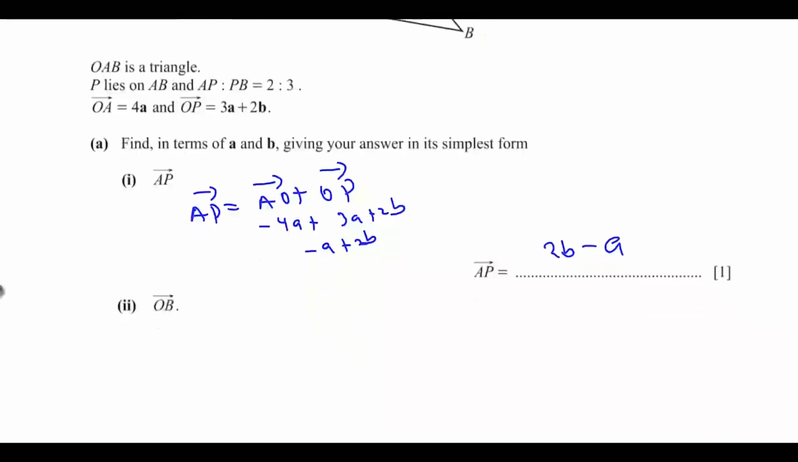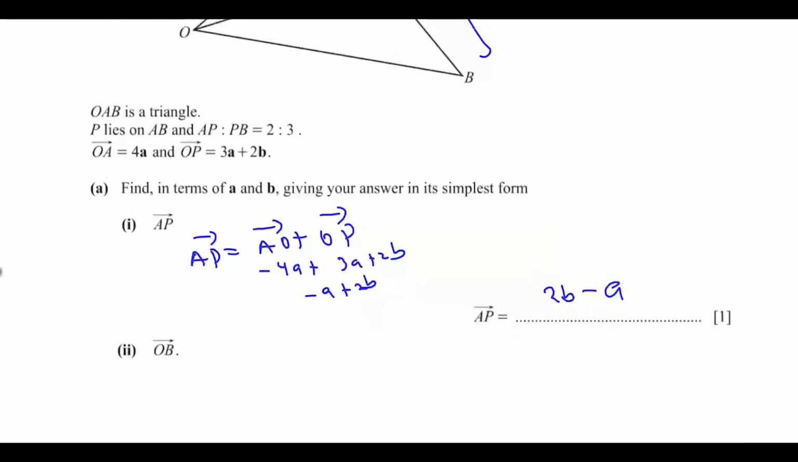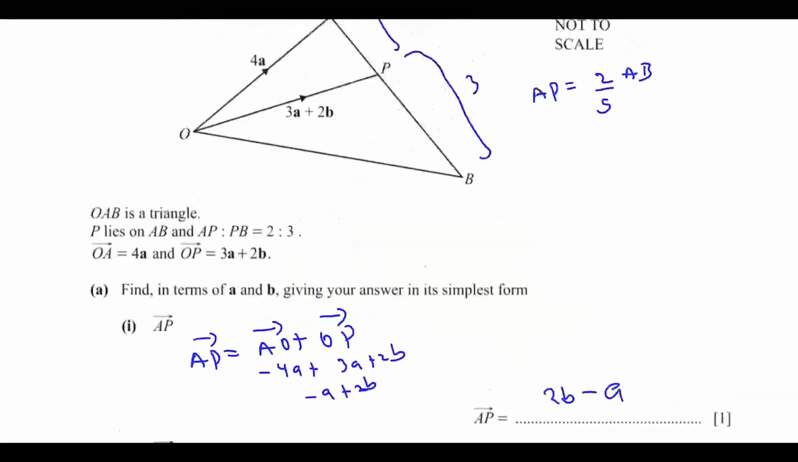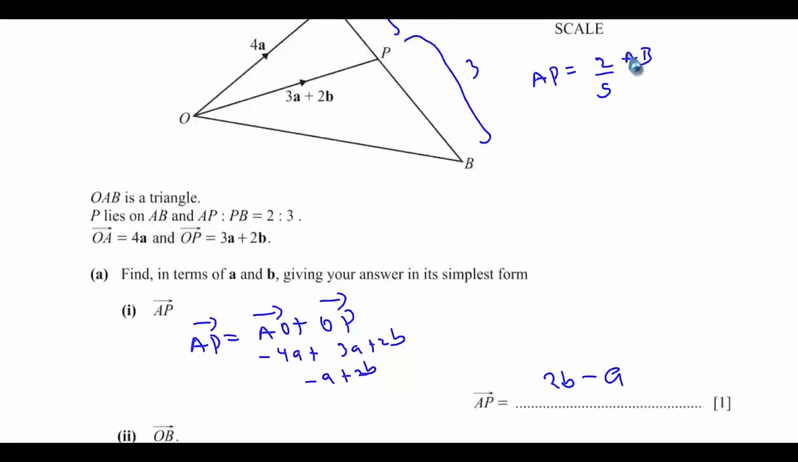Then Roman figure 2, find OB. So recall that AP is equal to this.